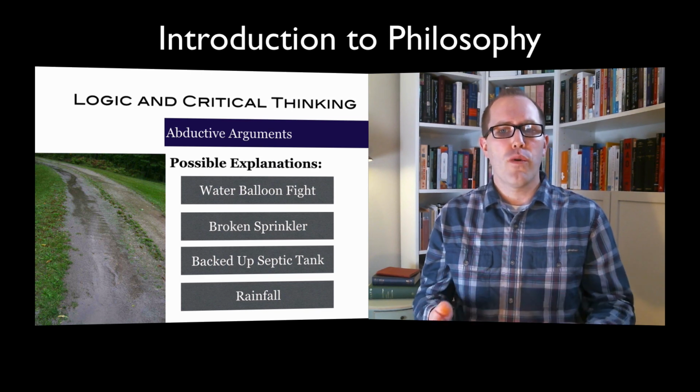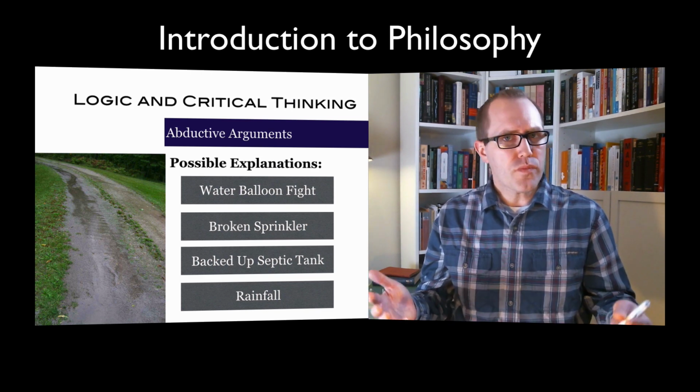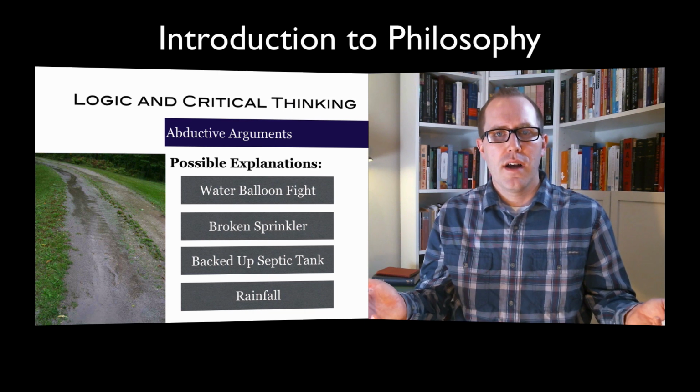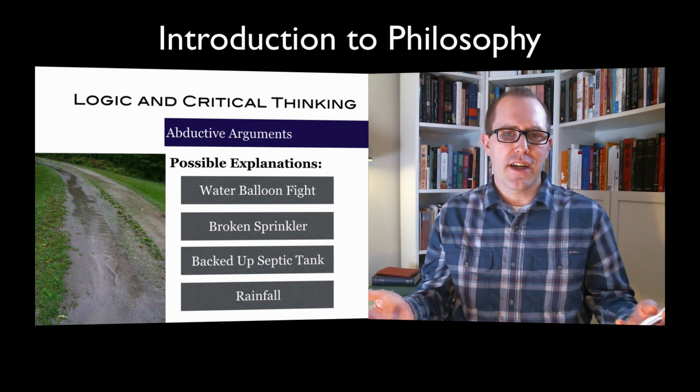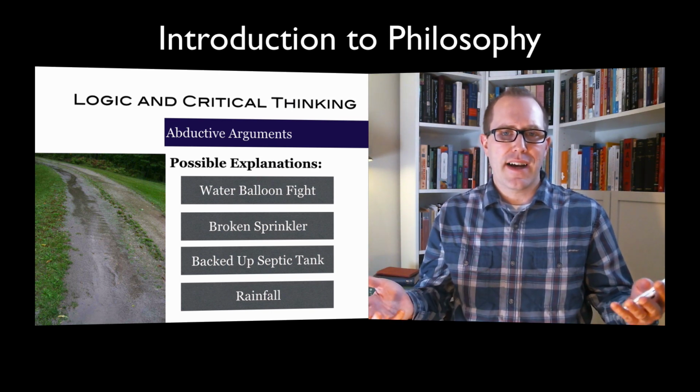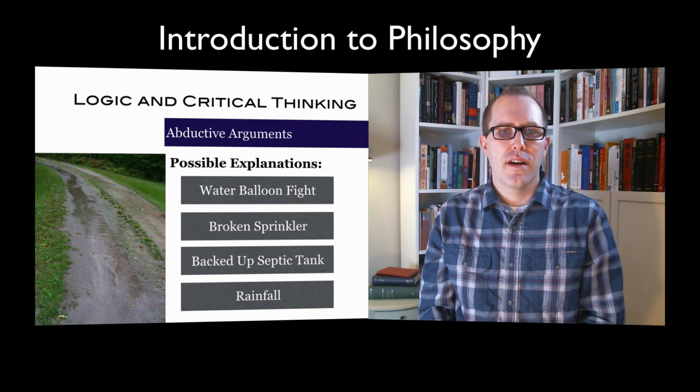Now we've just listed 4 possible explanations. We could probably come up with others. Well, what you do in abductive reasoning is you want to figure out what is the best explanation given the facts that we know in the present.